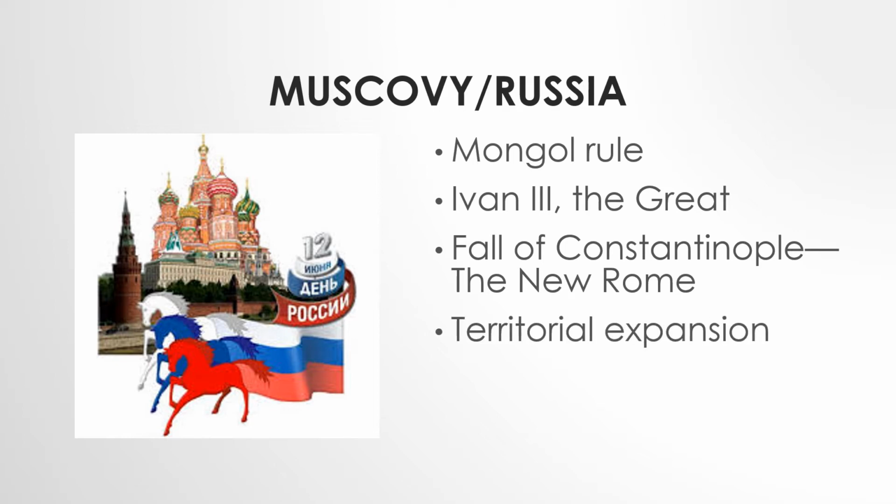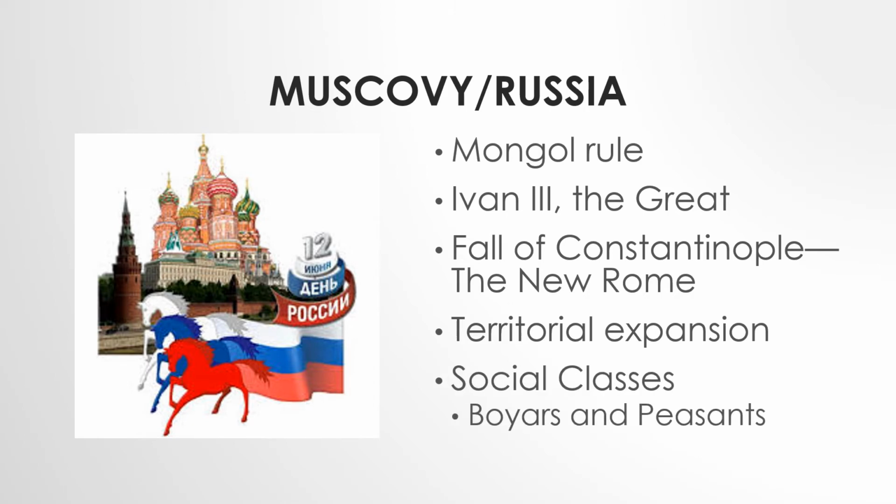And as I said earlier, great territorial expansion will take place as well. Ivan III begins to call himself Tsar. In fact, that title came from the Caesar, the old Roman emperor, but it was really Ivan IV who became the first Tsar of Russia. And so I want to talk a little bit about him in just a moment.